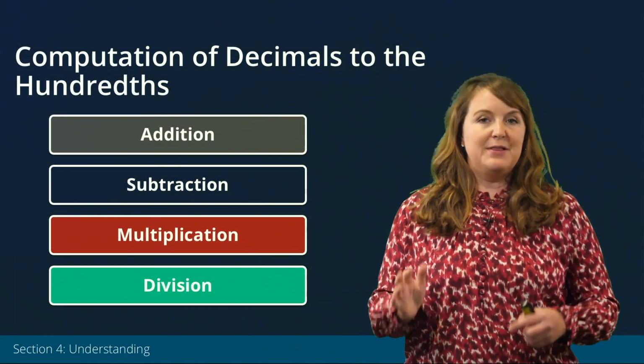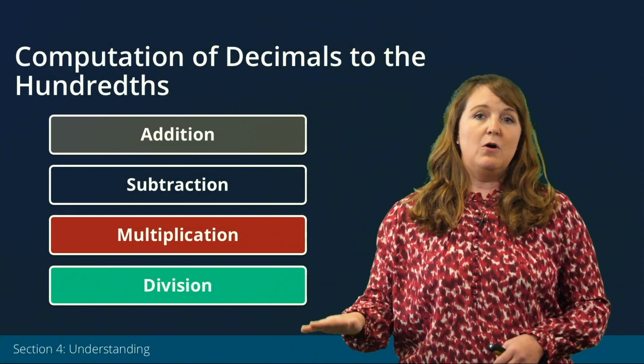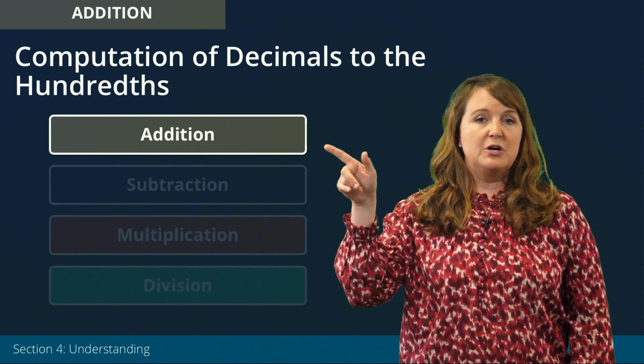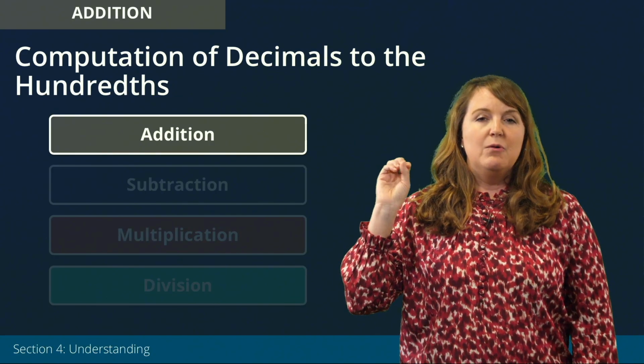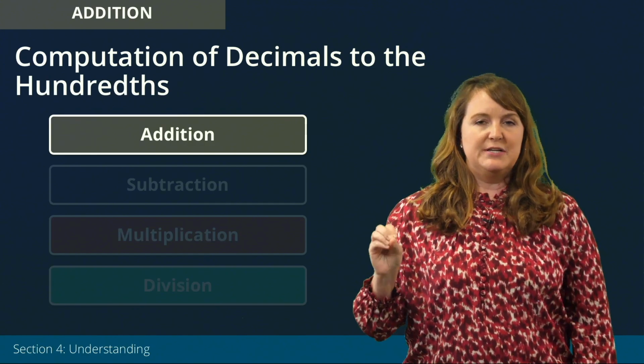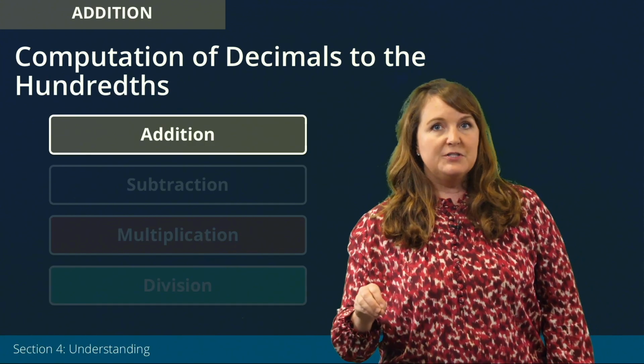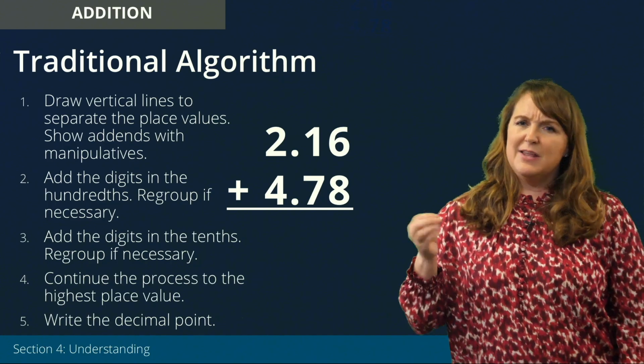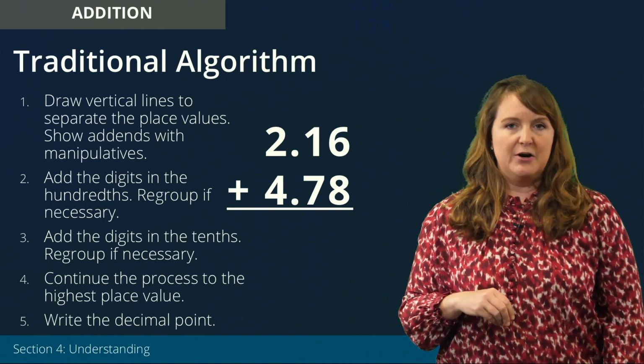Right, let's get started with that computation. We are going to look at all four operations, but we're going to start here with addition. We're going to think about addition with decimals in two different ways. First involving the traditional algorithm, and then we'll think about using that partial sums algorithm.